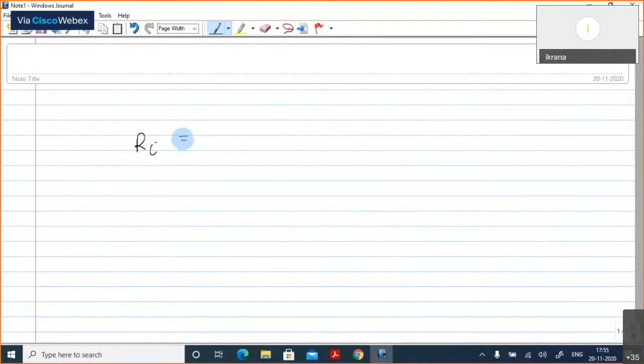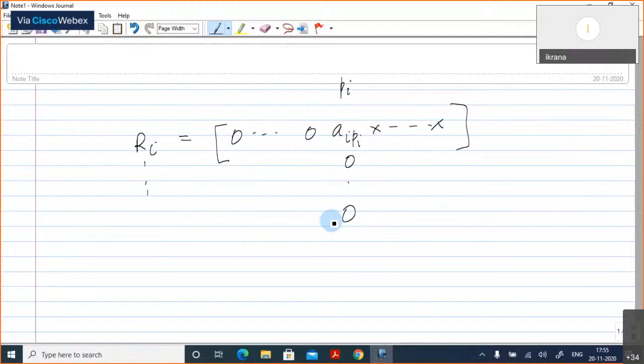Okay. So the ith row looks like 0, 0, and then the first non-zero entry in the ith row will be a_i at the place p_i, so it will be the p_i-th column, and something will be there after that. So that is what the ith row in the row equivalent form looks like. This is the first non-zero entry. Okay. And if you look at the rows below it, they will all have 0. Do you agree or not?